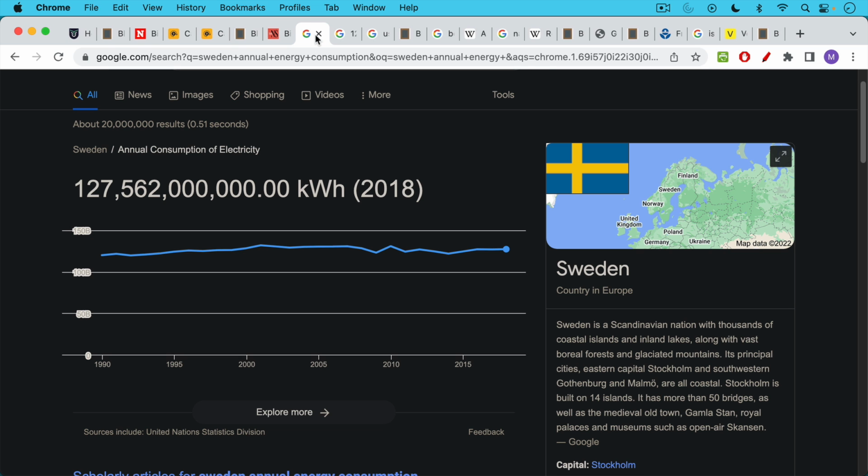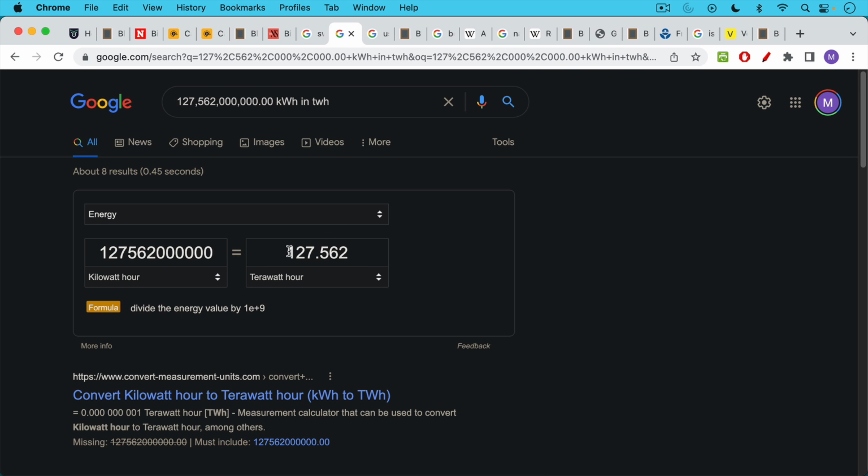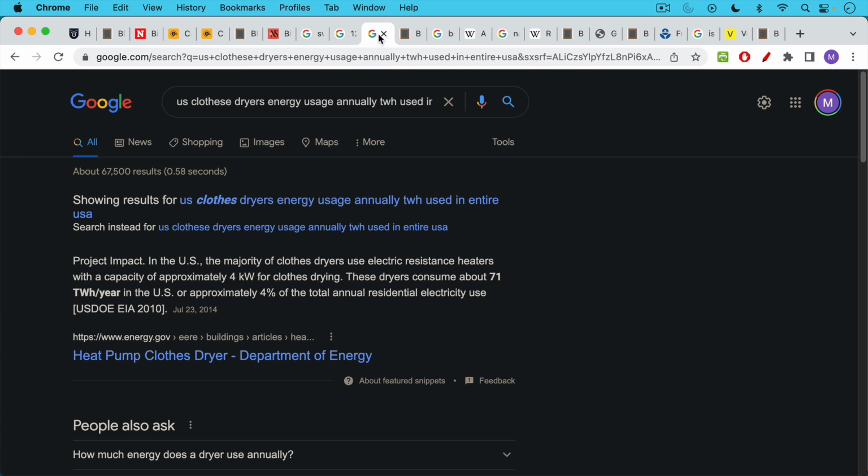But if we use the example of Sweden, this is how many kilowatt hours it consumed in 2018, which is the most recent numbers I could find. That's about 127 terawatt hours. And so if we compare that to 100 terawatt hours, it looks like Sweden is actually still using more, or even in 2018 was using more energy than the Bitcoin network.